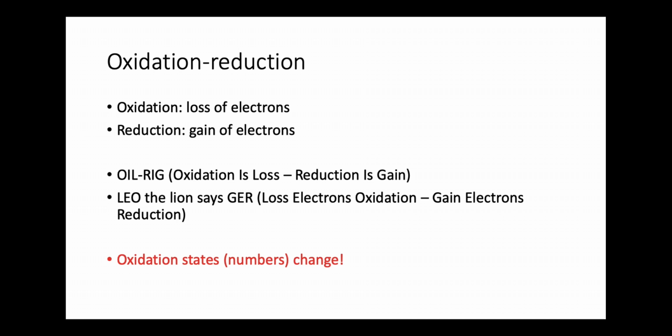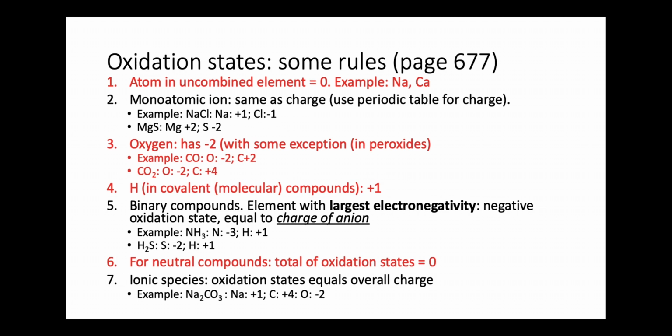How do we assess those oxidation states? We had 7 different rules. You can see them on page 677 of the book, but the most important ones are in red. If I just have an atom like calcium, sodium, iron, gold, it's 0. If I have monoatomic ions, like NaCl or magnesium oxide, we use the charge of the ions. And you can use the periodic table to find the charge. Remember, group 1 has +1, group 2 has +2.